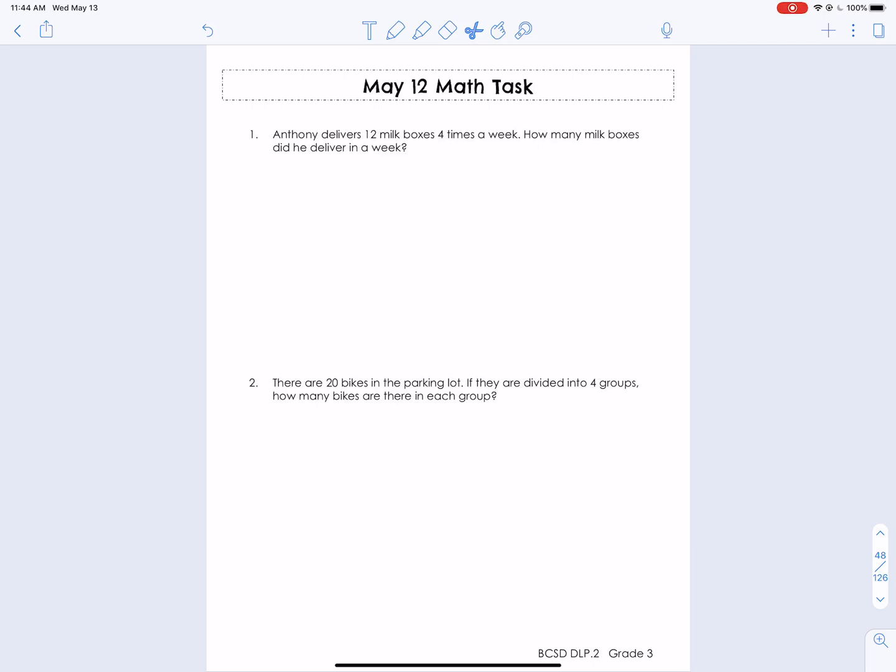Anthony delivers 12 milk boxes 4 times a week. How many milk boxes did he deliver in a week? This is already sounding to me like a multiplication problem because he delivers the same number of milk boxes each time, 4 times a week. So this is making me think multiplication. So I need to figure out 12 times 4.